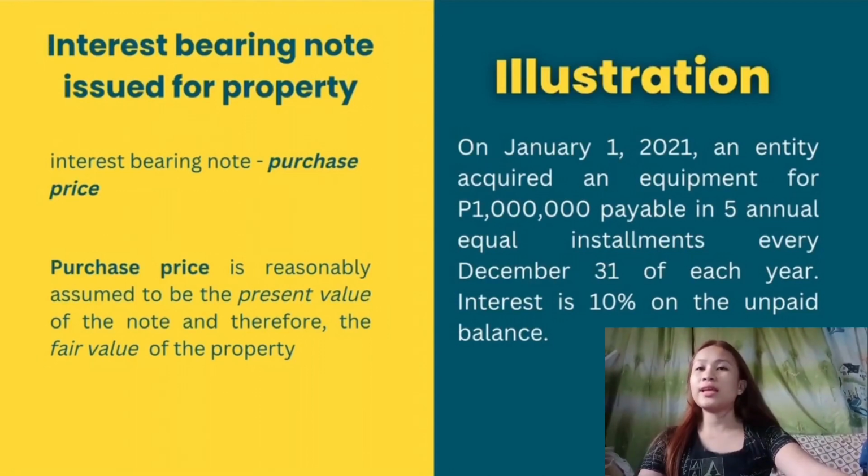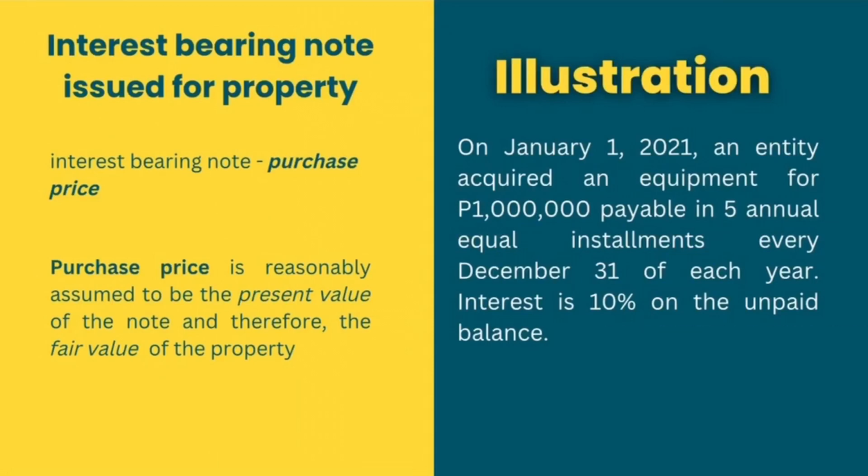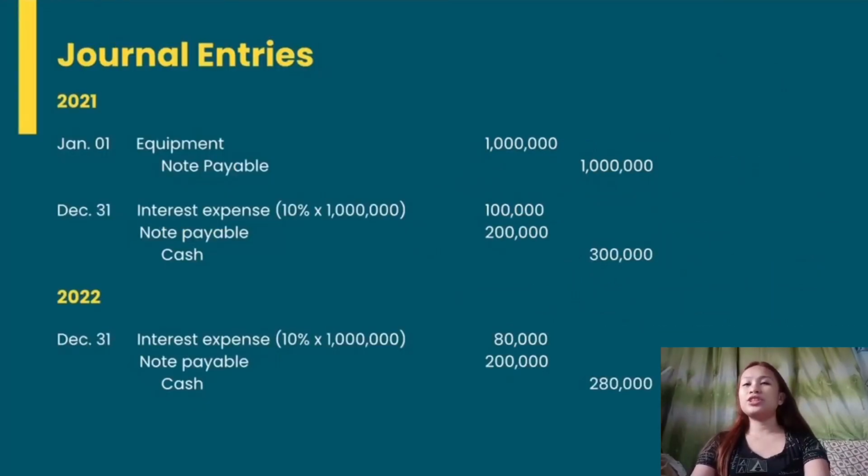So to illustrate this, let's consider an example. On January 1, 2021, an entity acquired an equipment for 1 million pesos, payable in 5 equal installments every December 31 of each year. Interest is 10% on the unpaid balance. Next slide. So here are the journal entries.